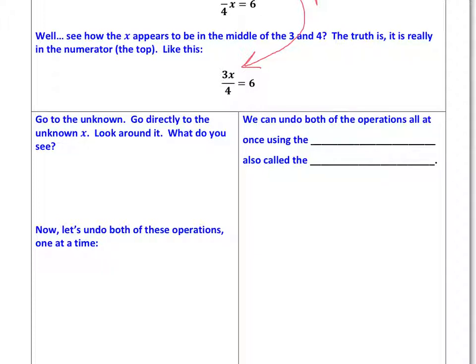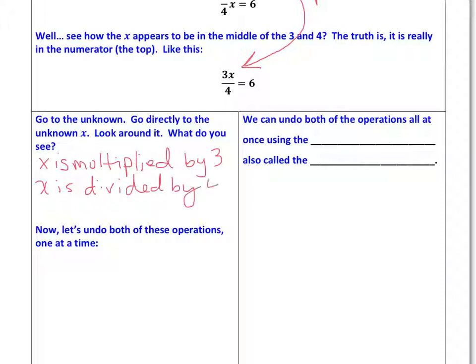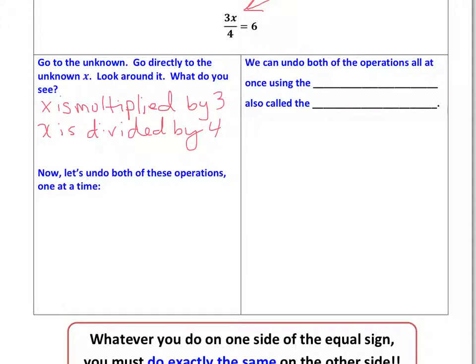Well, we've been saying all along, go directly to the unknown. Go directly to that variable, look what's around it. And in this case, as I had just said, x is being multiplied by 3 and x is being divided by 4. Okay, so how do we undo these operations? Well, the easiest thing to do, one step at a time, is, in my opinion, to get rid of the fraction first. Now, you don't have to. It just makes the problem a little bit easier.